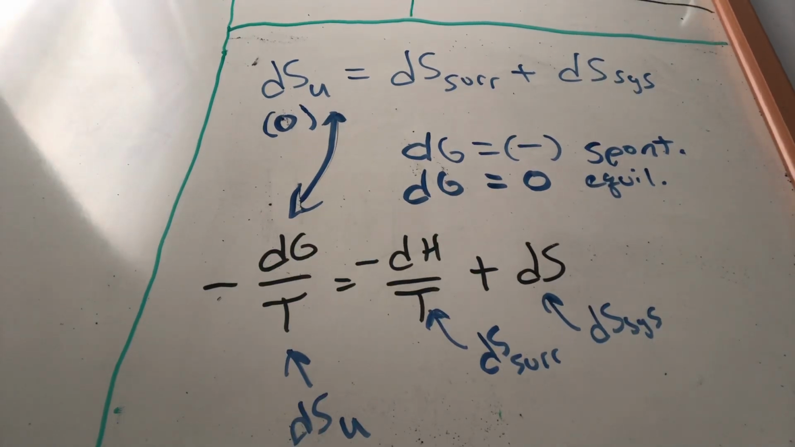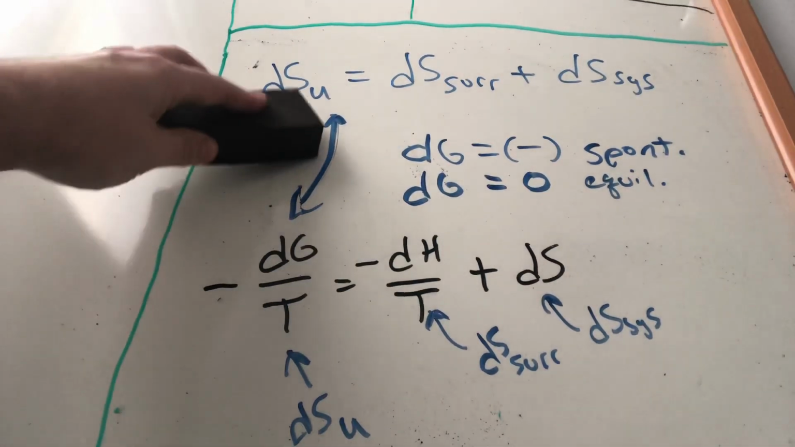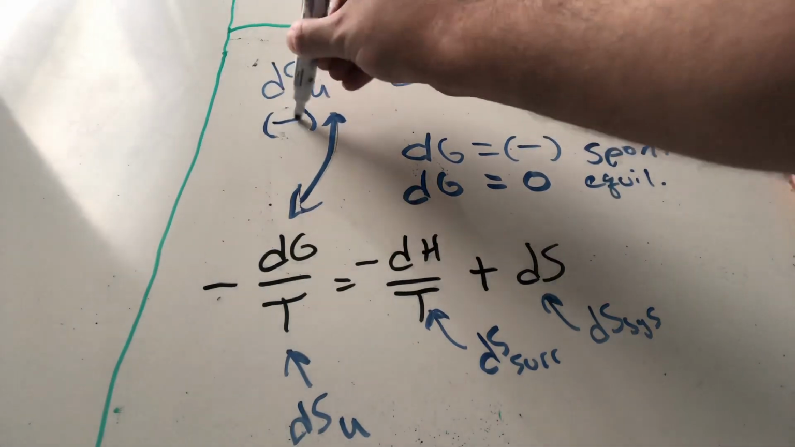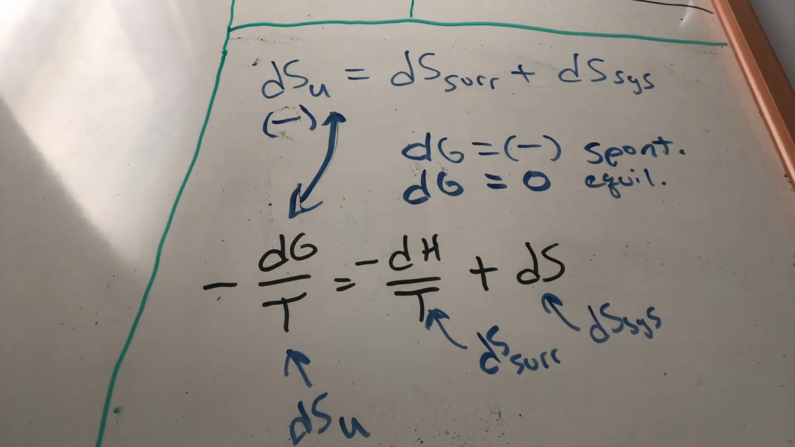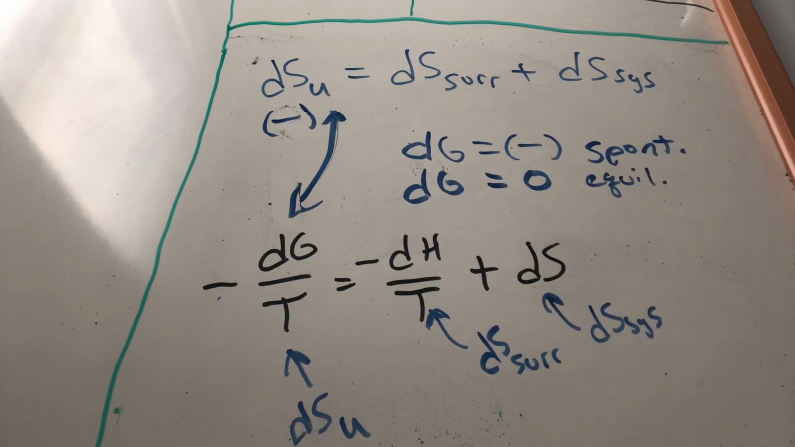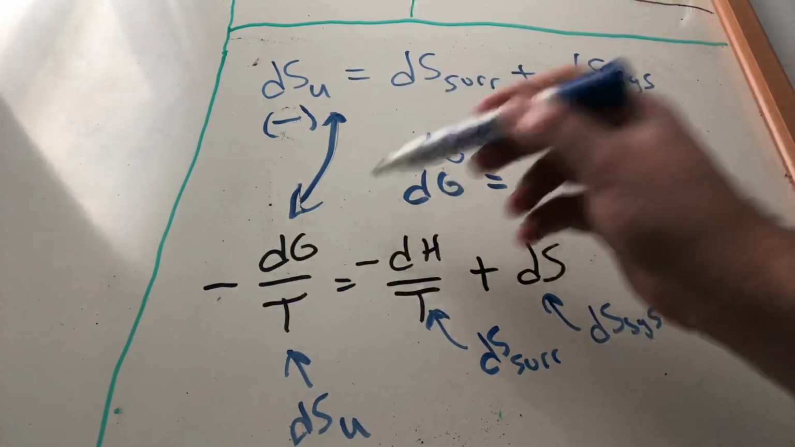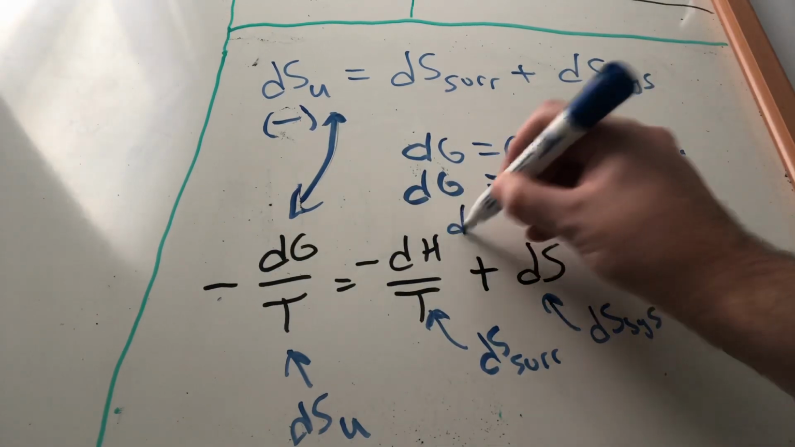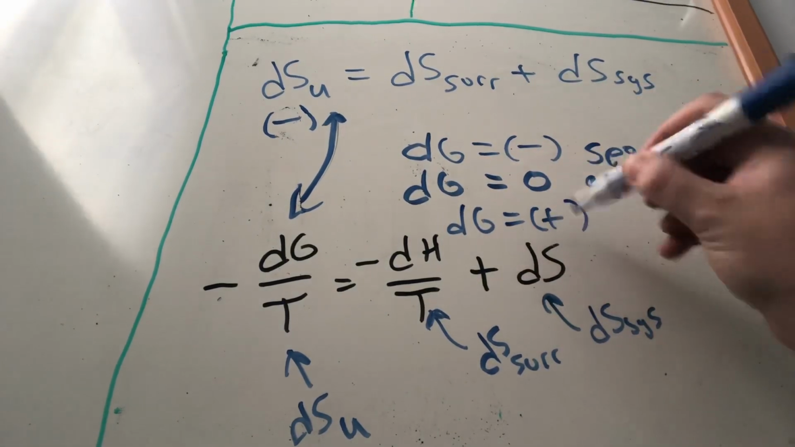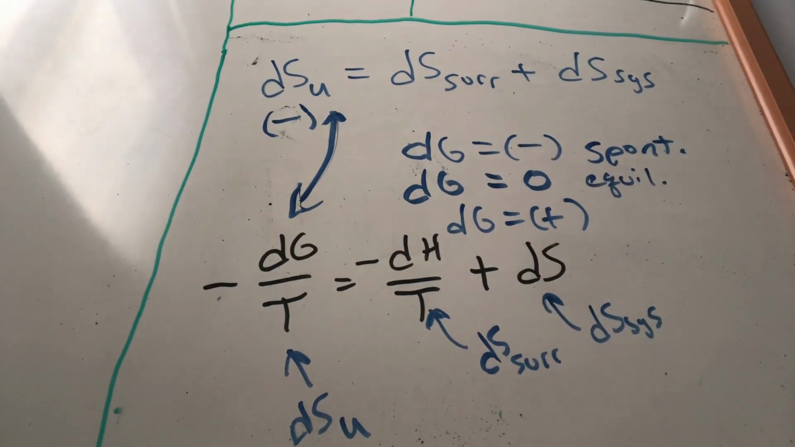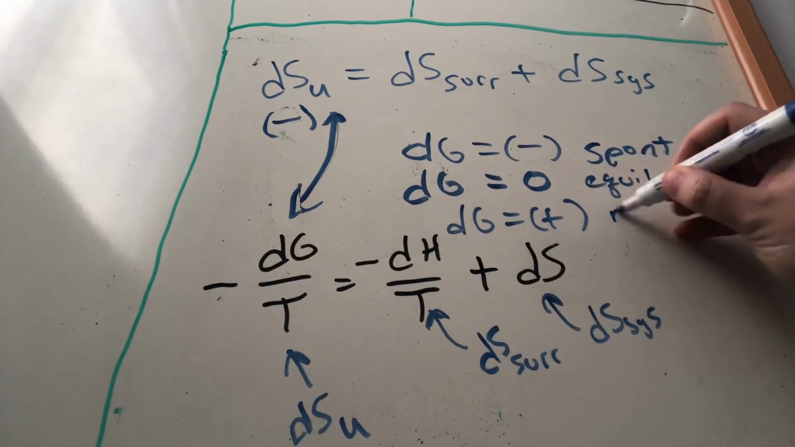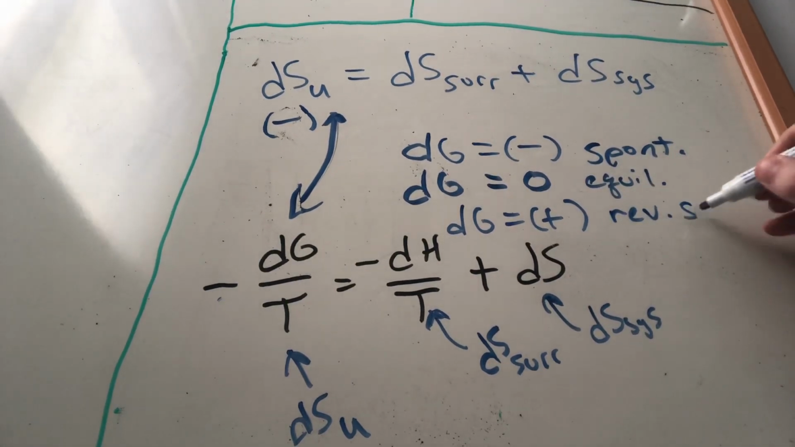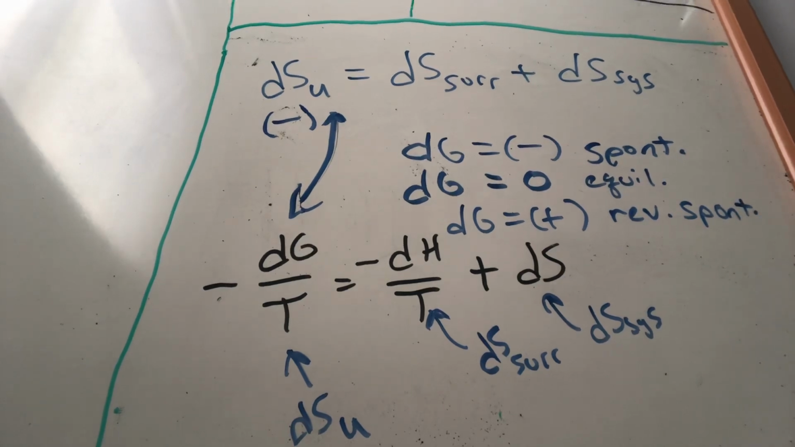And finally, building up our sign convention, we know that if we get a dS of the universe that's negative, it doesn't really mean that it won't happen. It means that the reverse process will happen. It means that the reverse process is actually giving us a dS of the universe that is positive. So then how do I get a negative here? Well, dG has to be positive, because a positive and a negative will give you a negative value. So when we get a positive delta G, the reverse is spontaneous.